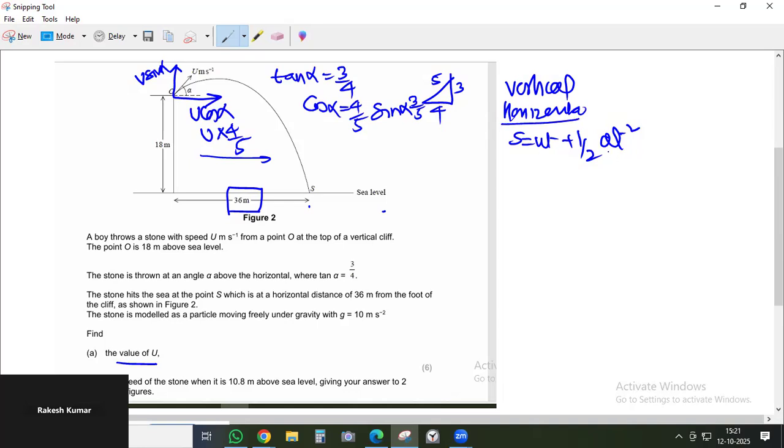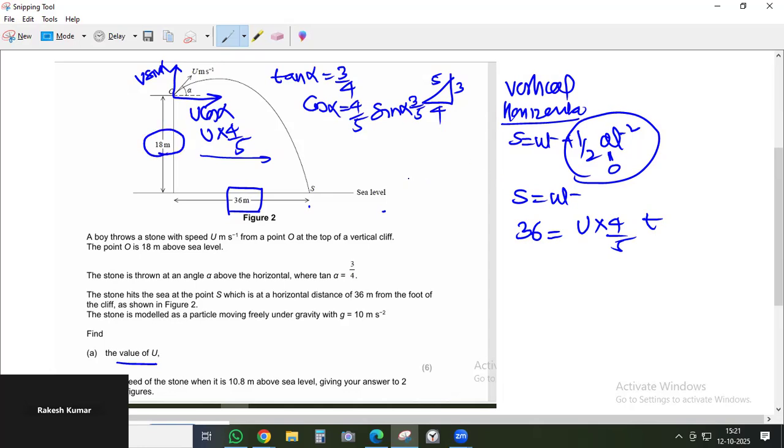In the horizontal, there's no acceleration. This is zero, so this term goes away. So S is equal to ut. So 36, the horizontal distance traveled, is u into 4 by 5 into t. But I have a problem. I don't know t. I have two unknowns. So I'll have to use another data, the other data available. Now this data is again S is equal to ut in the vertical direction, and that means 80 is equal to, now what's the initial velocity, u into sine alpha, right?